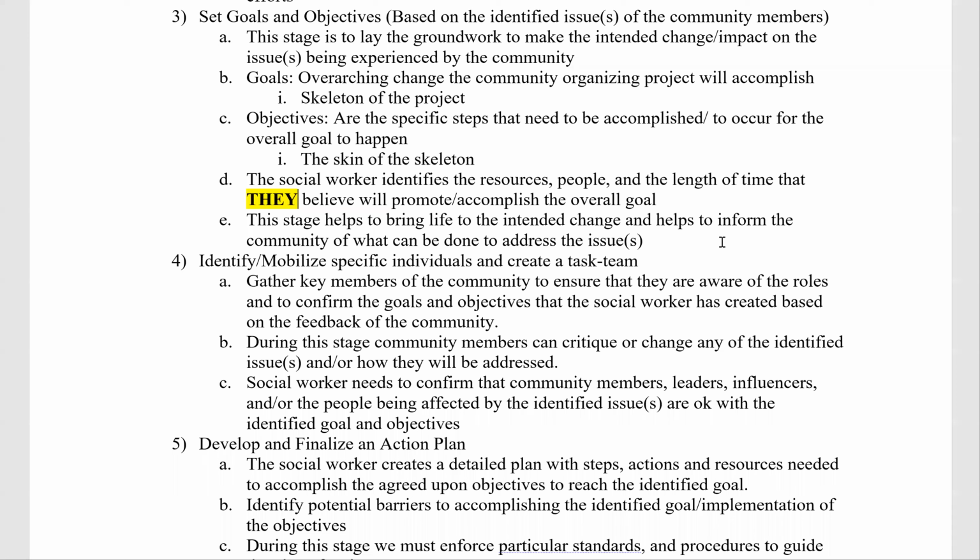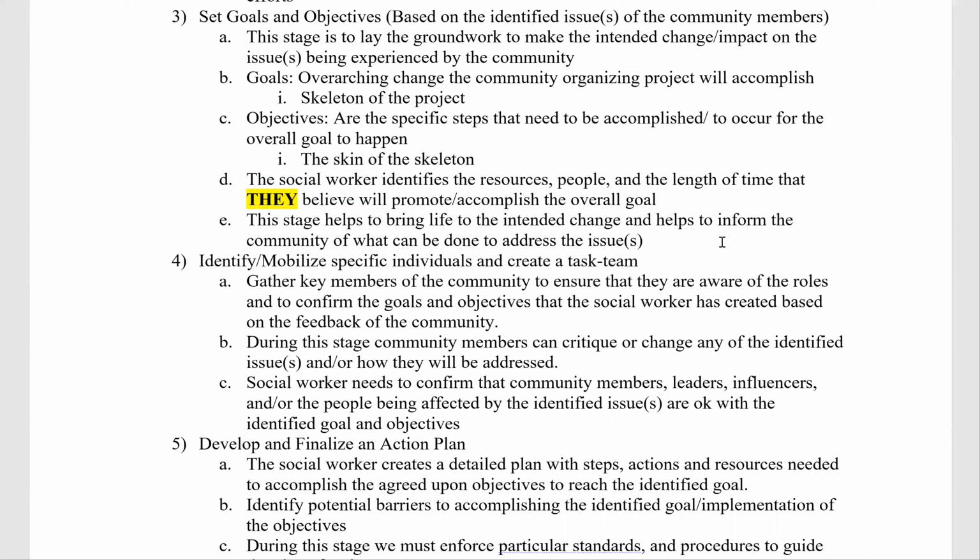So this stage helps to bring to life what the intended change and/or multiple changes are, to help inform the community of what can be done to address the issue and/or multiple issues. This is where we collaborate with them and say, okay, this is what you particularly want to do. Here are the possible resources and things that we need, so this is what it could look like over time.